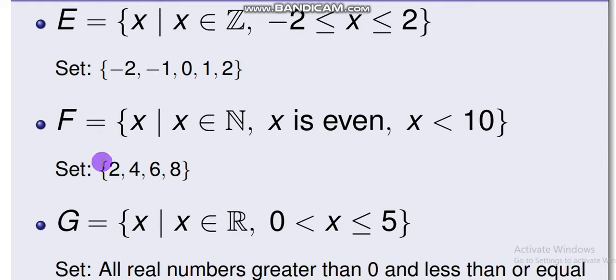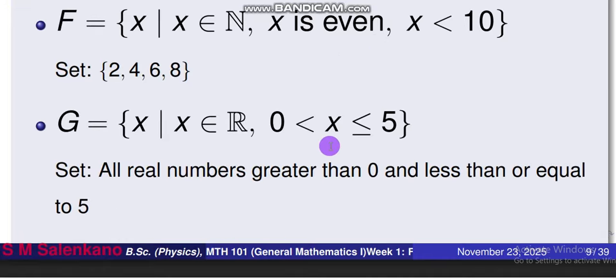So 1 must not be included because, of course, 1 is a natural number and it is less than 10, but it's not even, so it doesn't satisfy the second condition. Then we include 2. 2 is a natural number, is less than 10, and is also even. So we include only even numbers that are less than 10, and those numbers are 2, 4, 6, 8. So set F has 4 elements, 2, 4, 6, 8, according to the set builder notation.